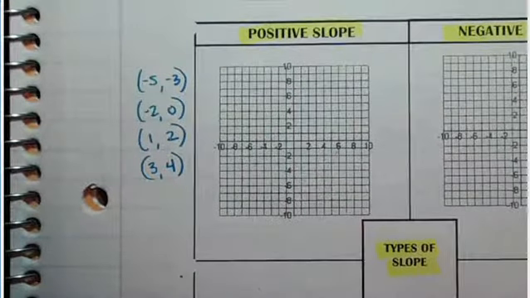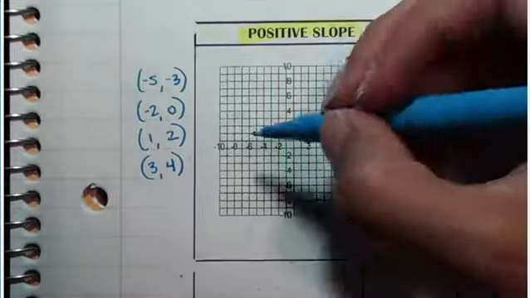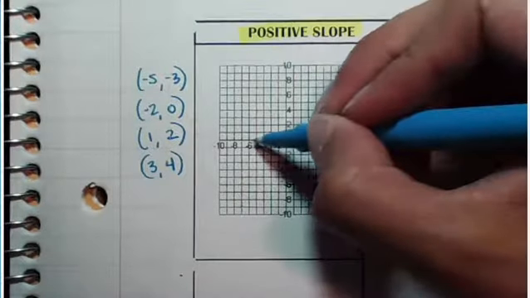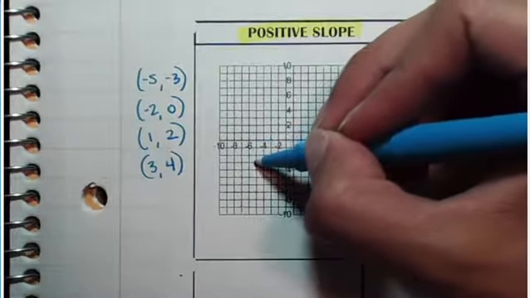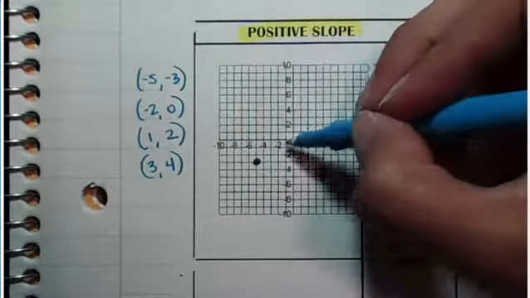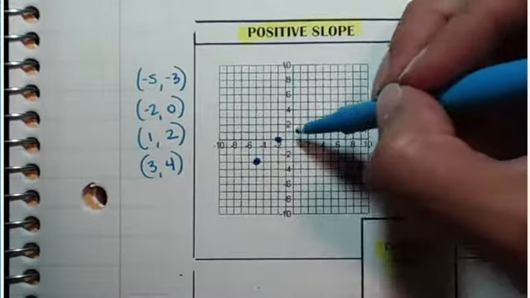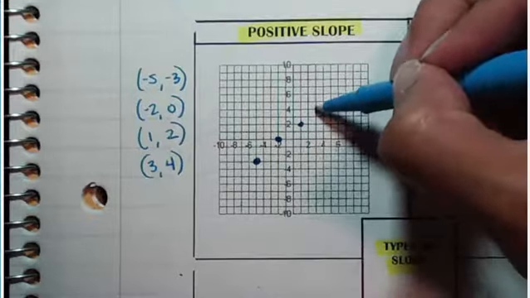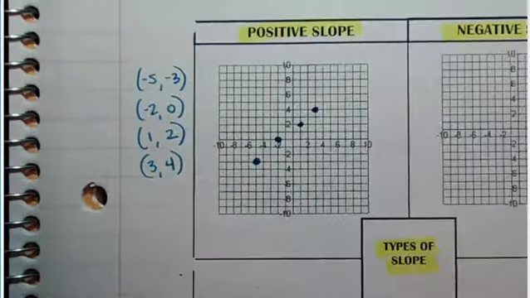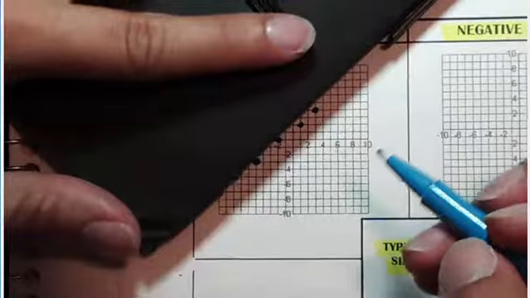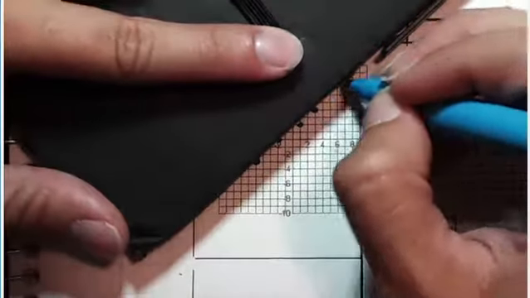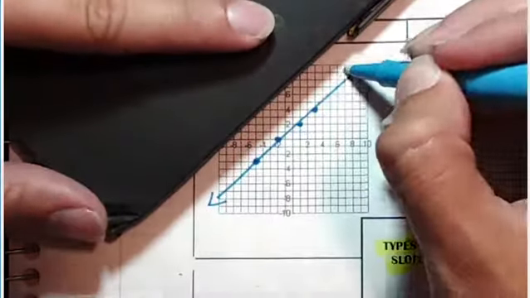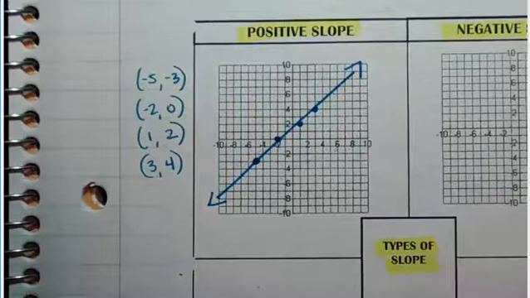So for the positive slope, I asked you to plot these points. Okay, -5, so I'm going over -5, down -3. That's the first point. Over -2, 0, 1, up 2, and then over 3, and up 4. Okay, so these are my 4 points that I asked you to graph. I'm going to go ahead and draw my line to connect those points. And since I know this is linear because it makes a straight line, I'm going to draw arrows at the end to show it's continuous.